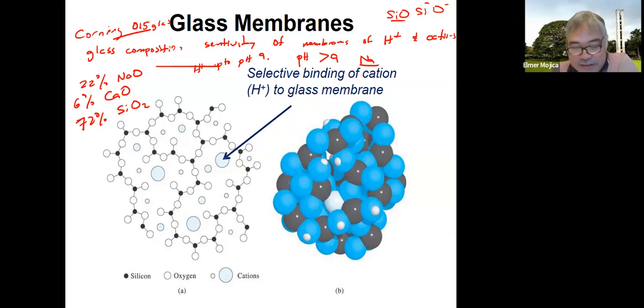Now there are other glass formulations in which sodium and calcium are replaced to various degrees by barium and lithium. This membrane we could say has higher or superior selectivity at high pH. If you look at the image that you have there, this is just the cross-sectional view of the silicate glass membrane structure. Each silicon atom, as you can see there, is bonded to what?